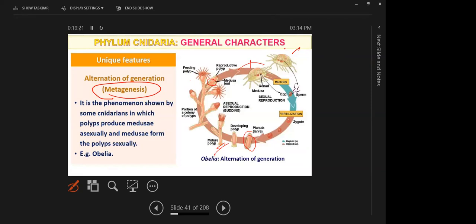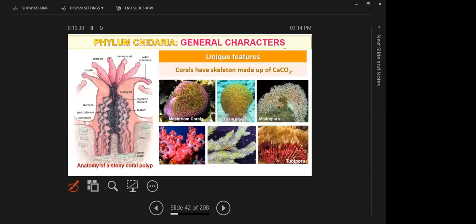Polyp always undergoes asexual reproduction and medusa is formed. If only polyp is formed, they again undergo asexual reproduction. If medusa is formed, then the medusa always undergoes sexual reproduction. That is called metagenesis, which is exhibited by invertebrates.